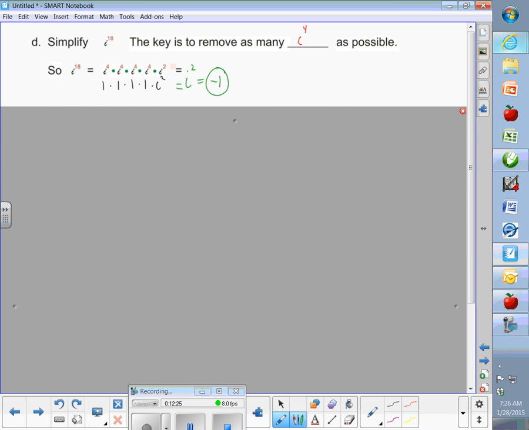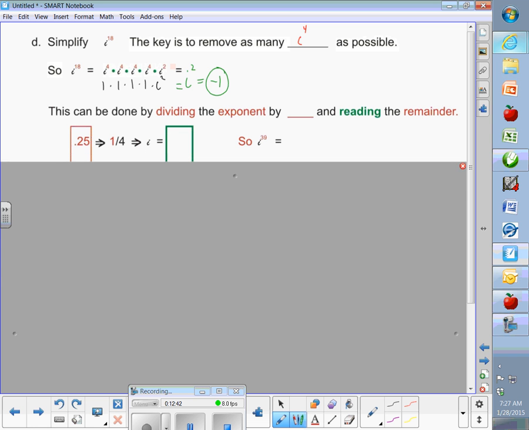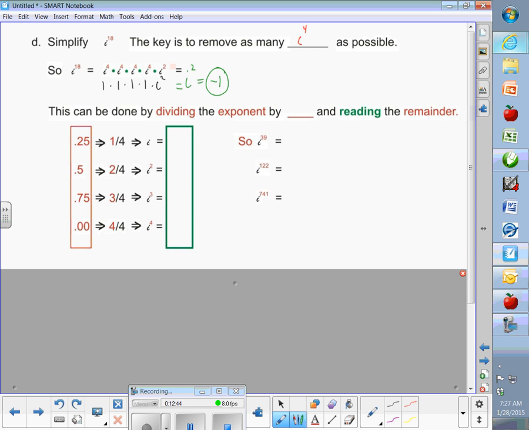Now, there is a simpler way. There is definitely a simpler way than having to do all these I to the 4ths. Because what if I give you, and I will on the quiz or test, I to the 379th? You don't want to sit there forever with 4s. That would be cumbersome, to say the least. So here's the easier way. This can be done easily by dividing the exponent by 4 and reading the remainder.